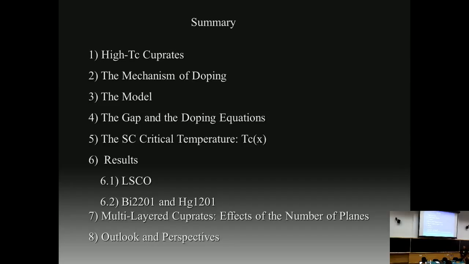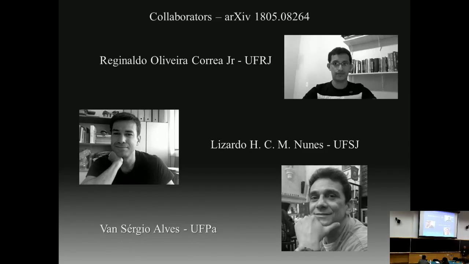I'll go through different things, the mechanism of doping, the model that we use. These are the collaborators. Reginaldo is a PhD student, Lizardo is a former postdoc, and Van is a professor at the Federal University of Pará. The paper is in the archive, that's the code.